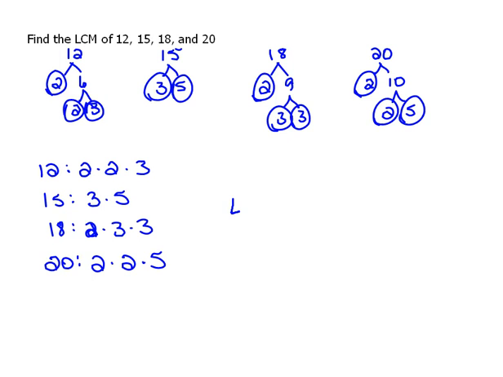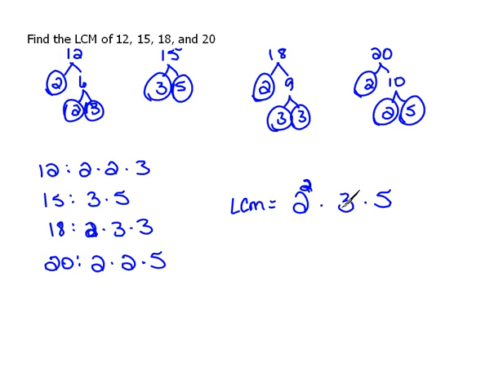Now our LCM, we're going to use every single one of our prime factors. We have some 2's, some 3's, and some 5's. So I'm going to write those down. And now I'm going to go back and look for the most times it appears. So for the 2's, we've got 2 of them, none of them, 1 of them, and 2 of them. So the most times that it appeared in any factorization was 2 times. So we're going to use 2 squared.